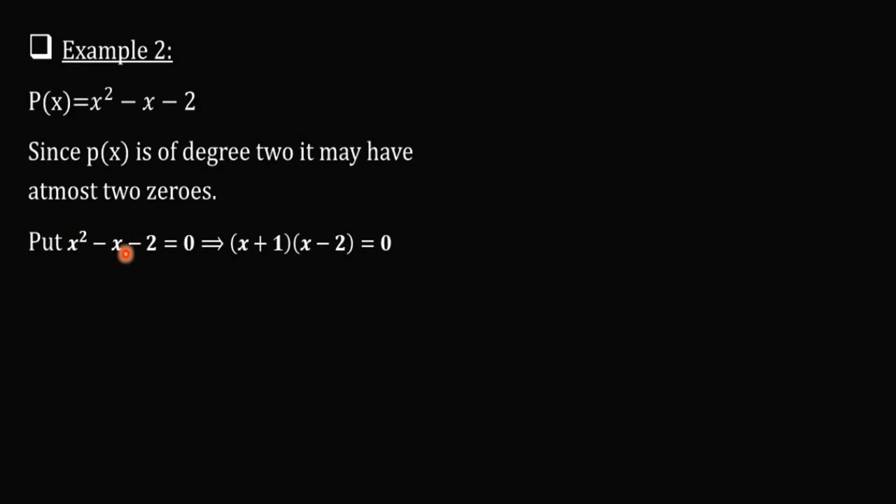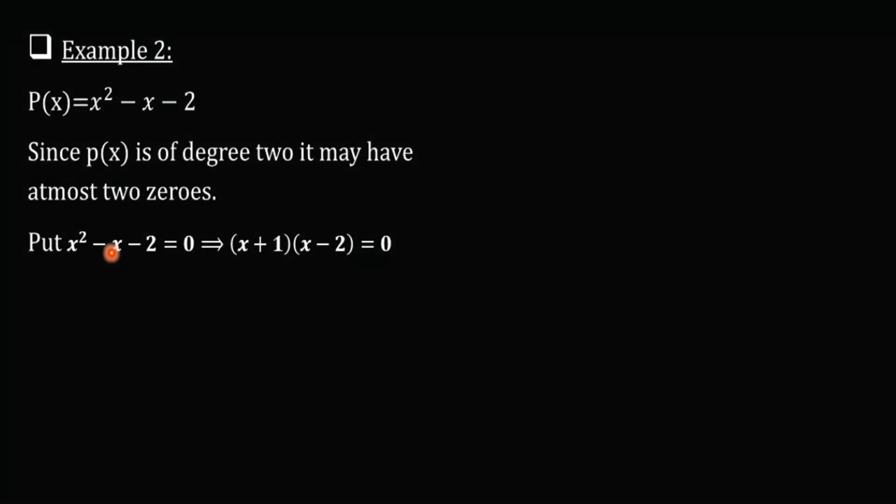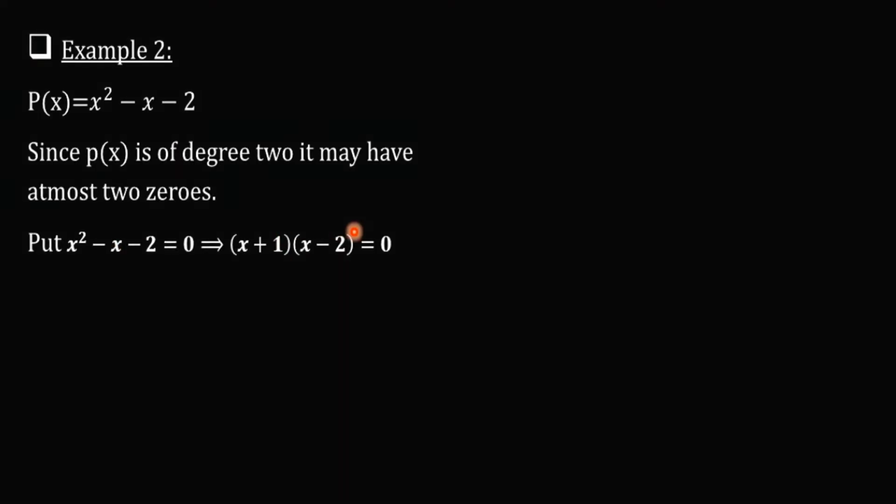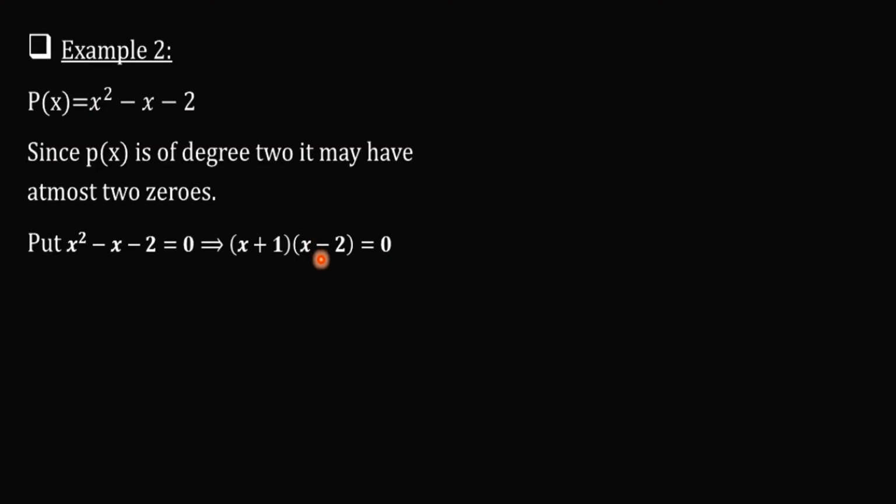In order to factorize this polynomial, we have to know two numbers whose product is negative 2 and sum is negative 1. What are those numbers? 1 and negative 2. That is, 1 into negative 2 will give negative 2, and 1 plus negative 2 will give negative 1. Now, we can factorize this polynomial into x plus 1 into x minus 2, which is equal to 0.